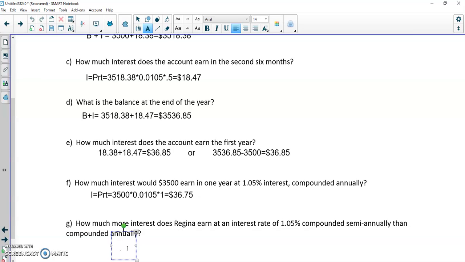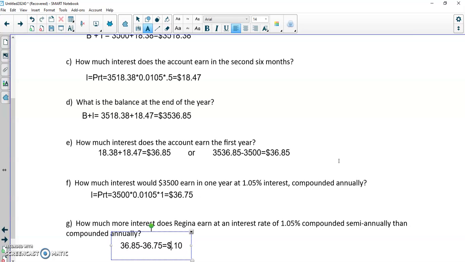So there's what she earned semi-annually. Here's what she earned annually. There's a 10-cent difference.